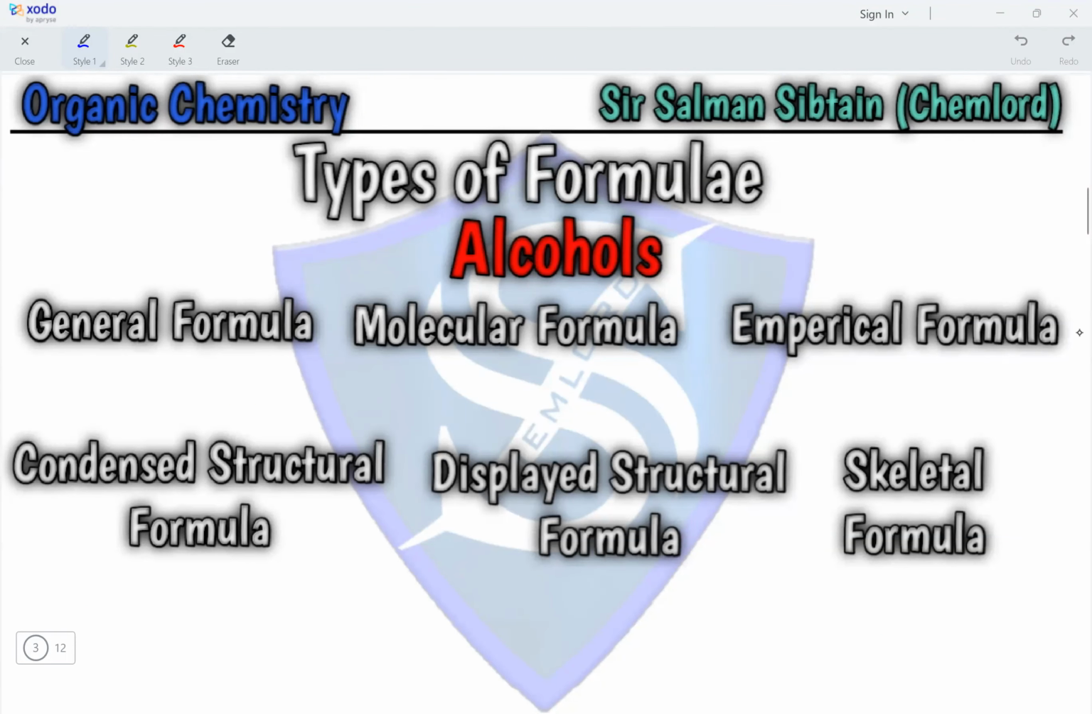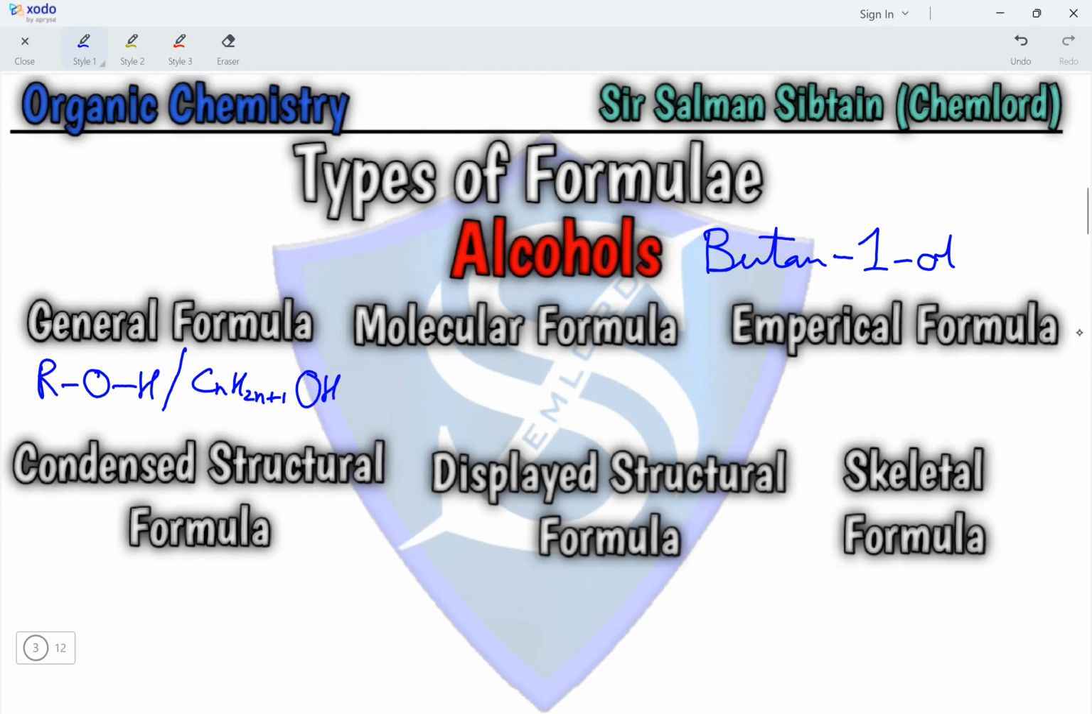Next, we'll be looking at the types of formulae of alcohols. A four carbon alcohol can be butan-1-ol. So the general formula of alcohols is ROH, and in terms of the elements present, it will be CnH2n+1 and then the functional group OH.